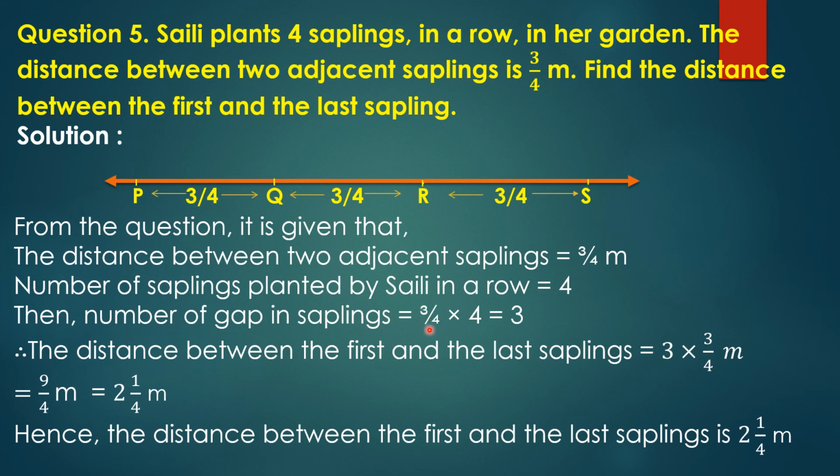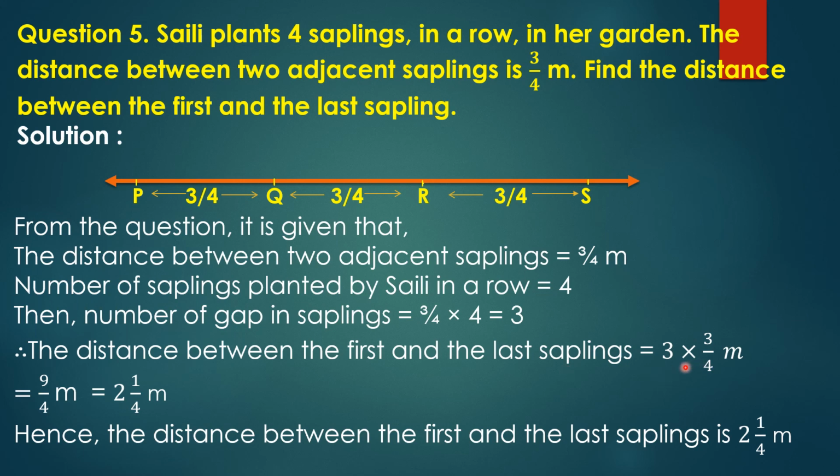Equal 3 by 4 into 4, because there are 4 saplings and 3 by 4 is the distance between each sapling. Therefore this will become 3 by 4 into 4, which is equal to 3, because here 4 and 4 will get cancelled with each other and the remaining is 3. Therefore the distance between the first and the last saplings, this is the question we have to find out.